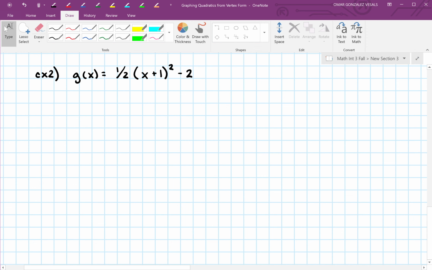how many guys prefer vertex or prefer standard form? Nobody prefers standard form? Vertex is better. I agree. Okay. Little easy. However, sometimes you may be asked to take a problem in vertex form and to put it into standard form. And that's what we're going to do next.